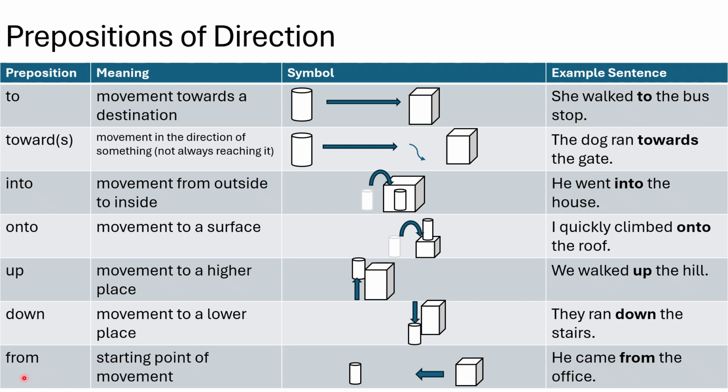The preposition from means starting point of movement. This symbol illustrates the cylinder moving from the box. Listen to the example sentence. He came from the office.